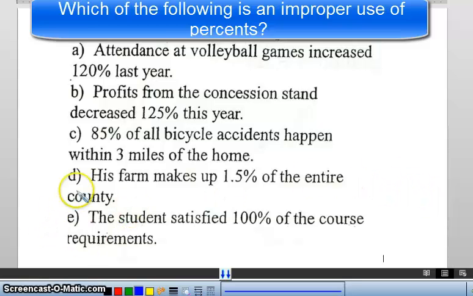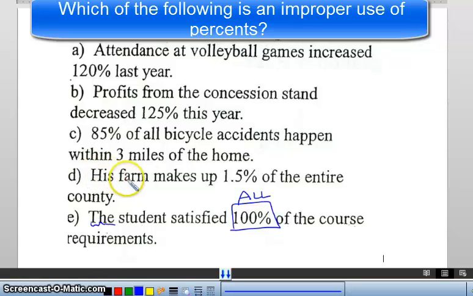Well, let's just look through these. Anytime I'm given choices that I need to read every single one of them, I start at the bottom. It's just a strategy that I use. I remember learning that as an ACT strategy from back when I was in high school, so I'm going to use that here. Okay. The students satisfied 100% of the course requirements. Well, I guess that would be correct. 100% in this case would mean all. So we'd say the student satisfied all of the course requirements. Sure, that's a good use of percents.